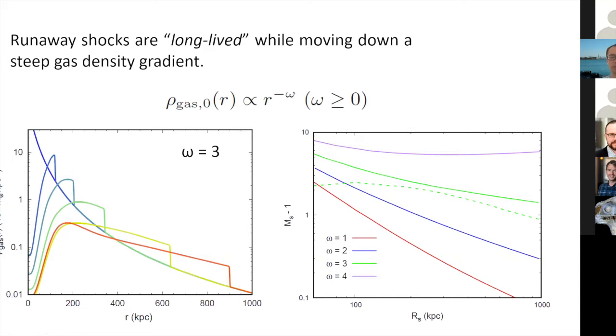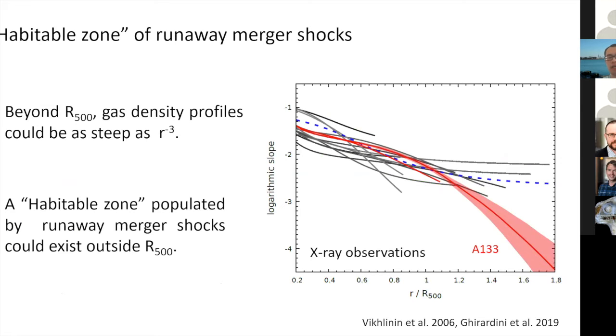Here, I think a natural follow-up question is how steep the gas density profiles are in real galaxy clusters. In this figure, I show you the logarithmic slope of gas density profiles of galaxy clusters measured in X-ray observations. The solid lines show you the results of 12 galaxy clusters presented in Vikhlinin 2006. And the curve for Abell 133 is highlighted in red with error bars, which is measured from much deeper Chandra observations.